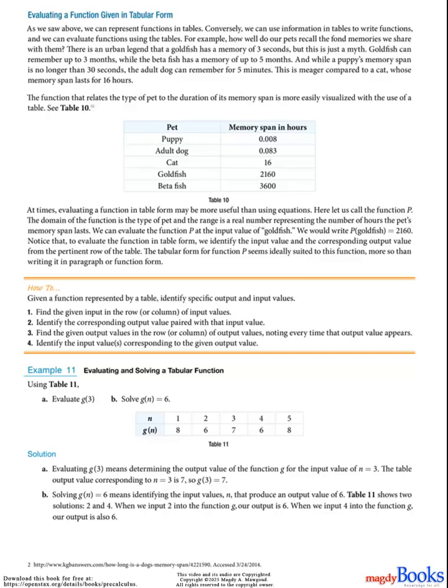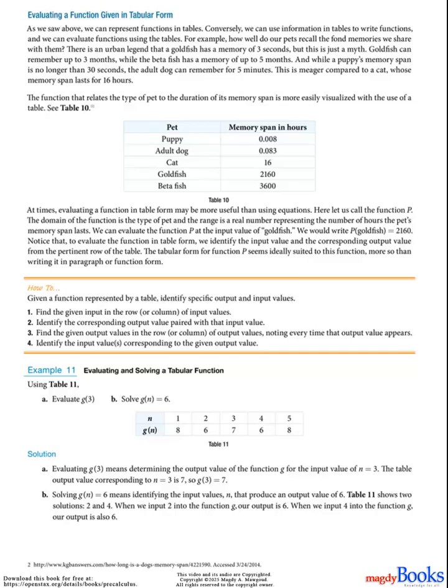At times, evaluating a function in table form may be more useful than using equations. Here let us call the function p. The domain of the function is the type of pet and the range is a real number representing the number of hours the pet's memory span lasts. We can evaluate the function p at the input value of goldfish. We would write p of goldfish equals 2,160.